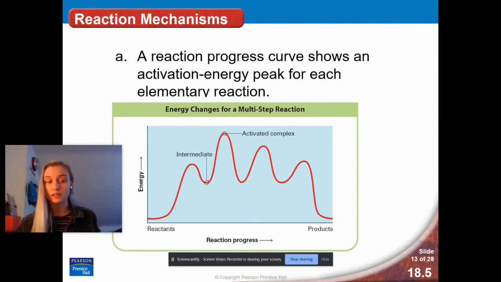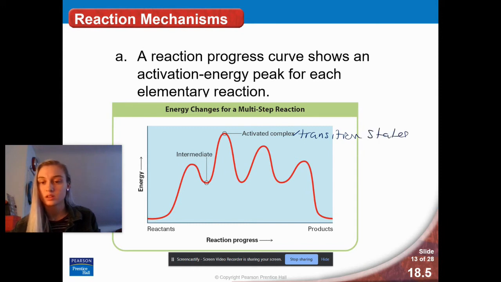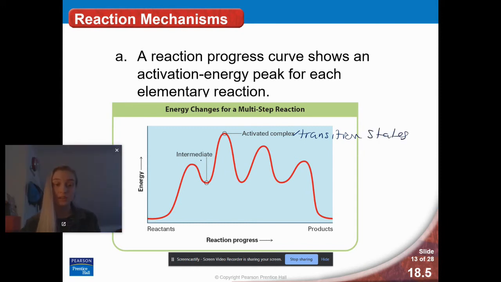And so that's what all these valleys are. All these valleys are going to be our intermediates. And then, after this final elementary reaction, we have the product that we actually want, not any of these intermediates that we don't want. And I'm just going to note that at each activation complex, so this is our activation complex, and these are also our transition states. So I'm going to note that intermediates are not the same as transition states, okay?